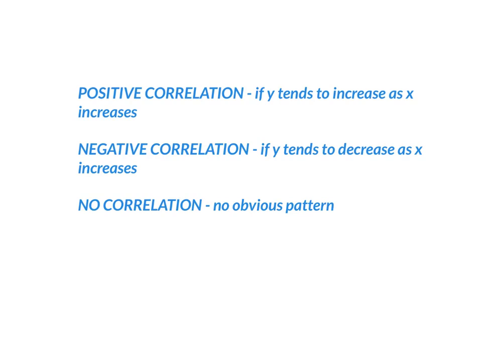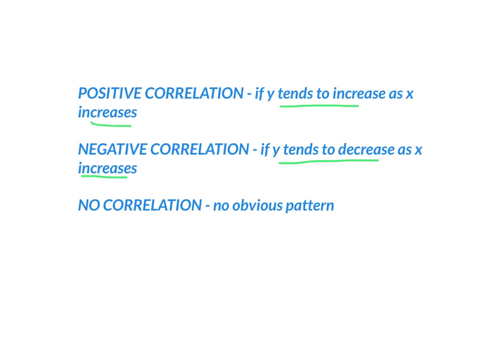All right, three quick words here: positive correlation, negative correlation, and no correlation. Positive correlation is if the y value, the y coordinate, tends to increase as the x increases. A negative correlation is just the opposite. The y tends to decrease or go down as x increases. And with no correlation, there's just no pattern.